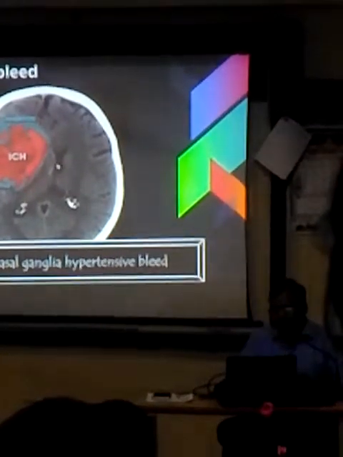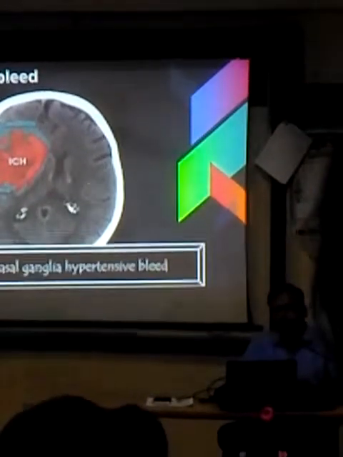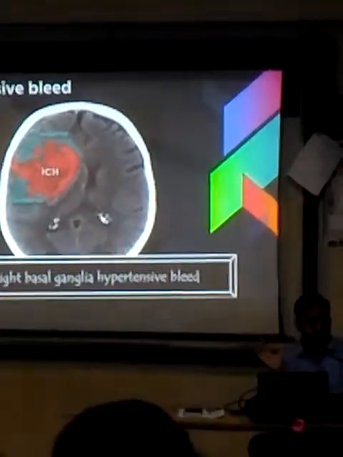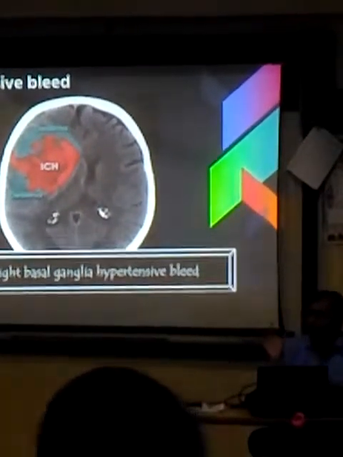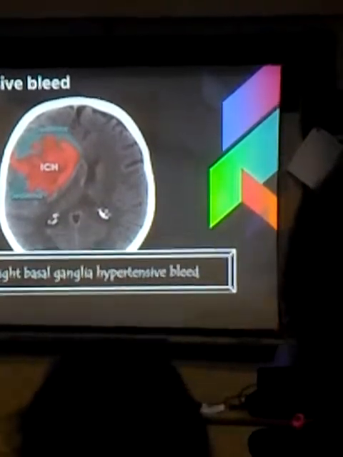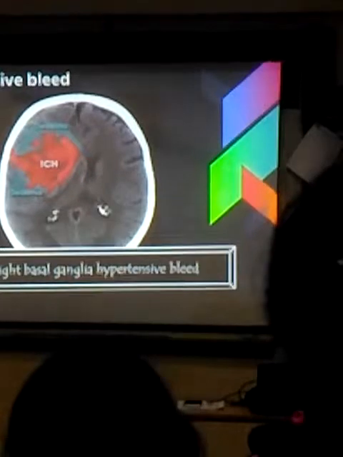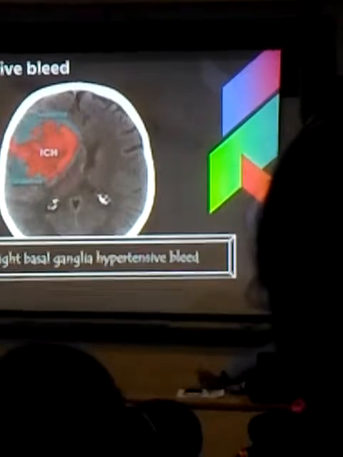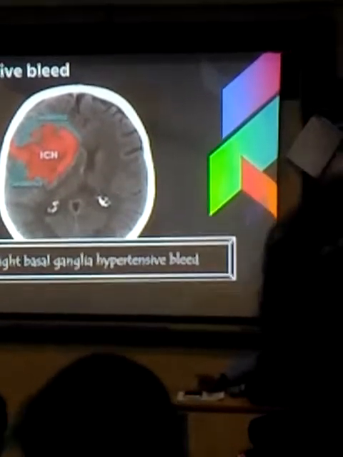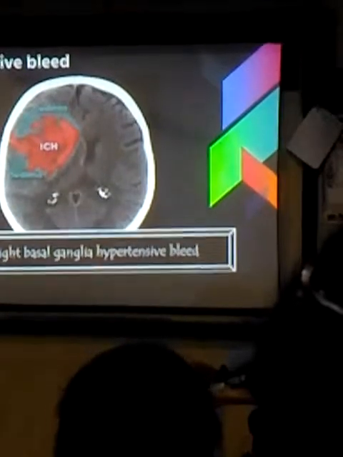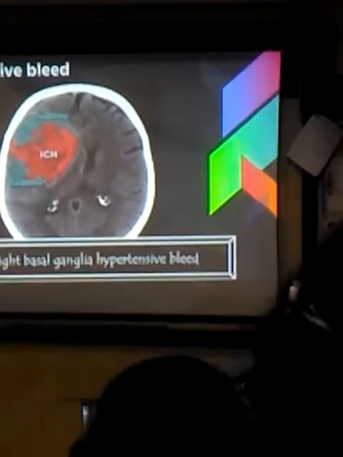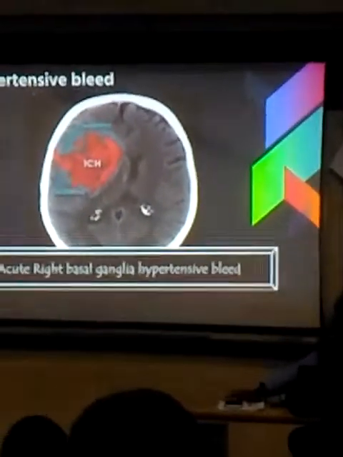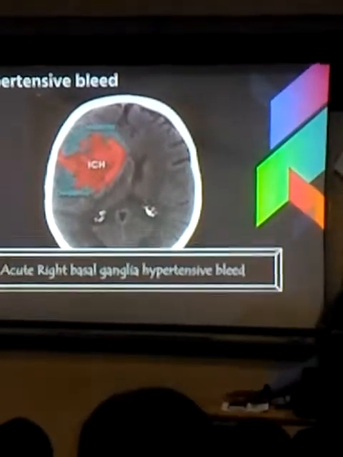What is the basal ganglia? See, this central portion of the brain parenchyma, where you have the thalami on either side, the caudate nucleus, and the lentiform nucleus, which consists of the medial globus pallidus and lateral putamen. You have the internal capsule. This is called the basal ganglia area. What is the commonest site of hypertensive bleed? It is the putamen. Remember, the first commonest site of hypertensive bleed is the putamen. Second is the pons. Third is the thalamus.